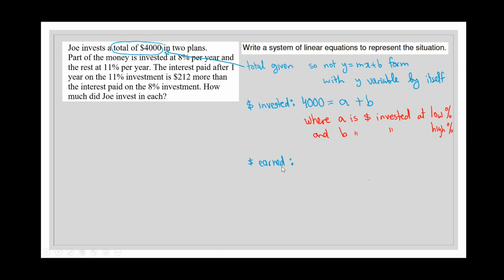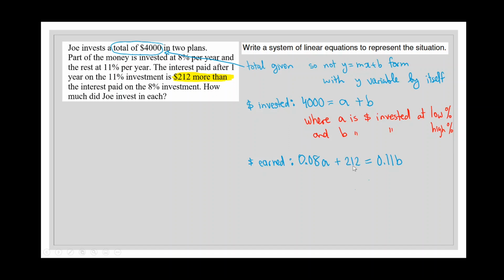The second equation will come from the earnings, the interest earned. So first of all, 0.08 multiplied with A will be the interest earned on A only. So this is not an equation, I'm just doing the 2 parts. And then likewise for 11% on B is going to be this. Then you notice these words, 212 more than. So we know we have to add 212 within the equation.